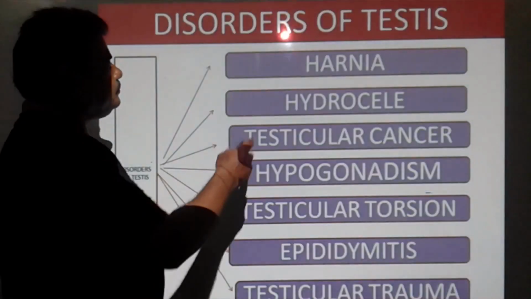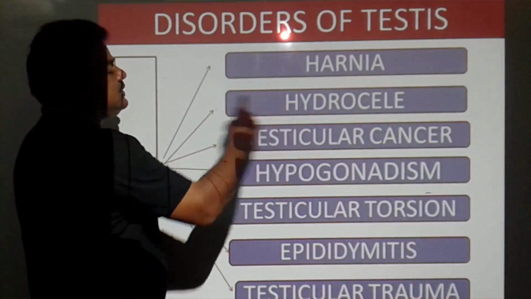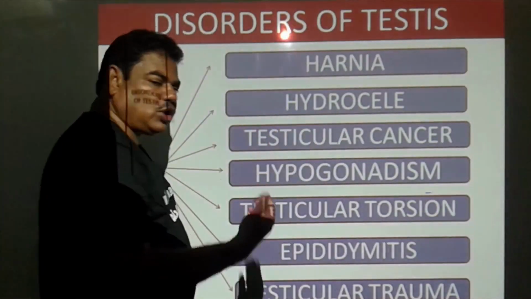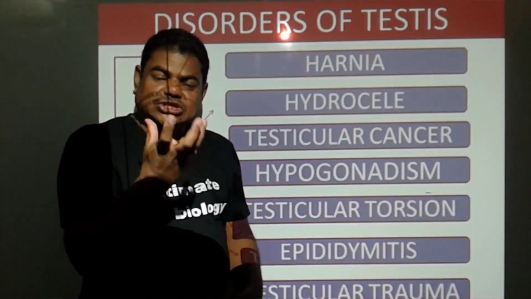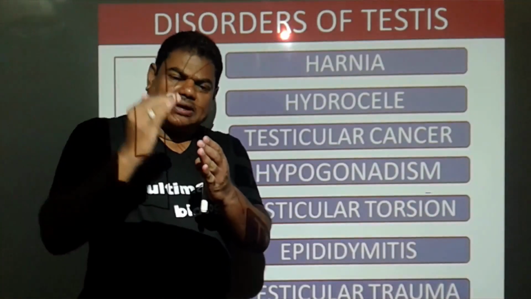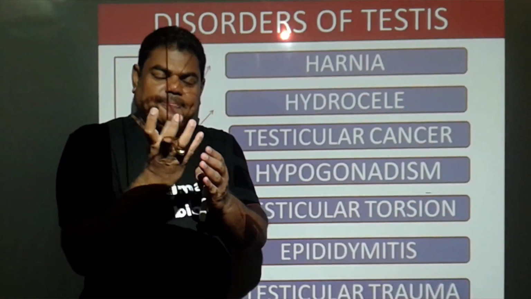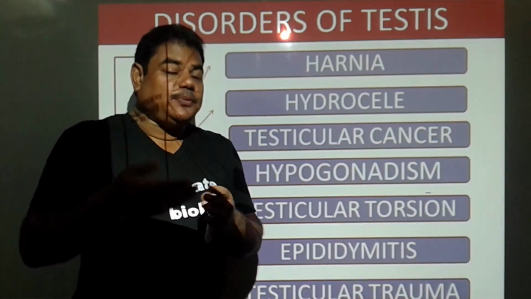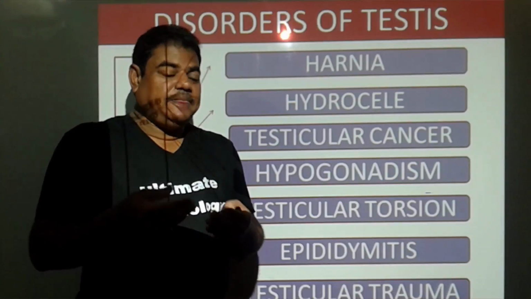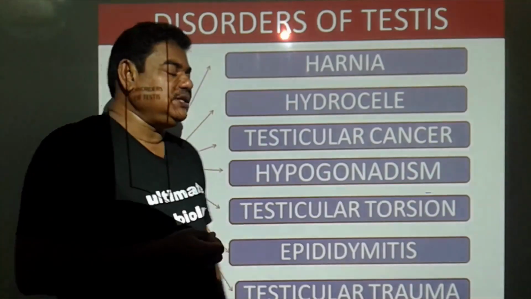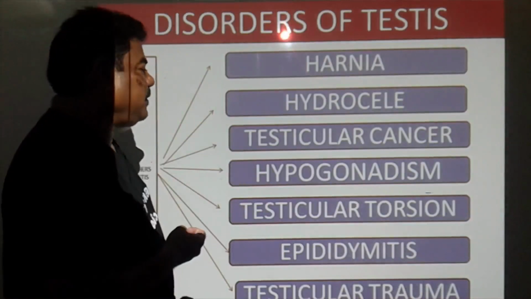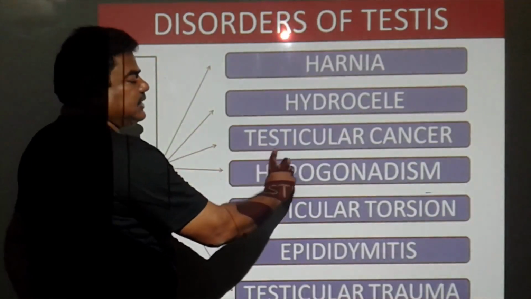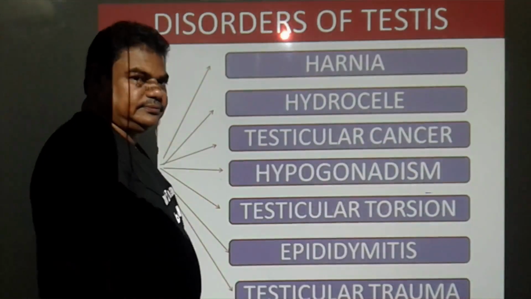Now next, the disorder related to the testes is hydrocele. Here hydro means water. If excess water gets filled in the scrotum, that disorder we call a hydrocele. It affects the process of spermatogenesis. Then acute pain takes place in the scrotal region, in the pelvic region. That is a hydrocele.